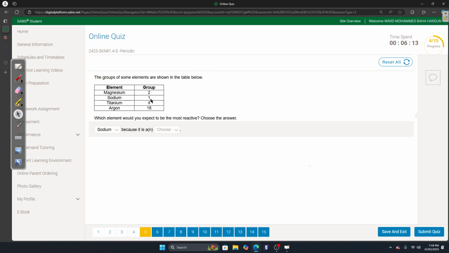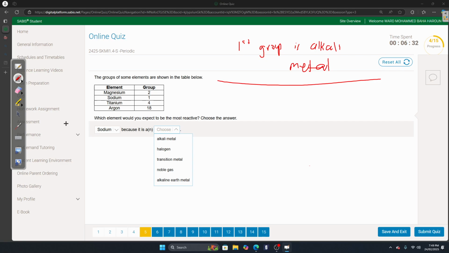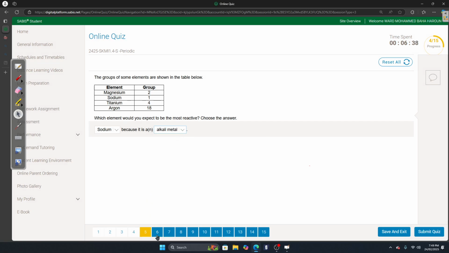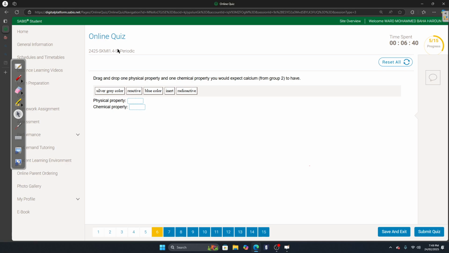I think it's because sodium is in the first group. They have 1 valence electron. So, guys, everything in the first group is an alkali metal. Now, alkali metals are, I think, the most reactive. Most reactive because they only have 1 valence electron and they're ready to lose it. Physical property. This is so easy.